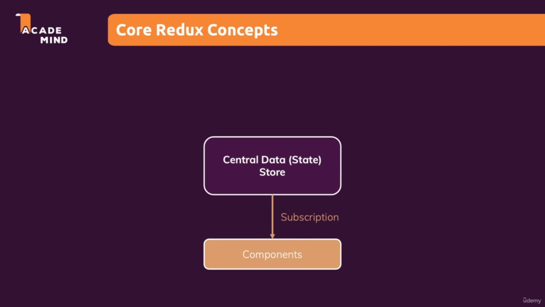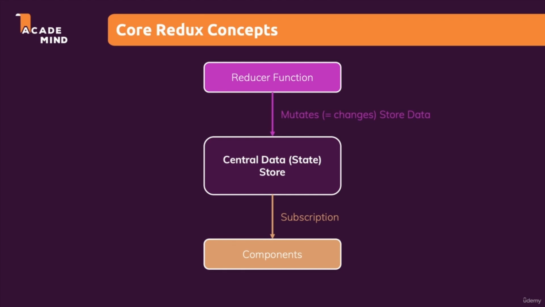So how do we change data in the store then? Here's one very important rule. Components never directly manipulate the store data. So we have that subscription, but we don't have a data flow in the other direction, at least not a direct data flow. Components don't directly manipulate that data in the store. Instead, for that, we use a concept called reducers. We have a reducer function. This reducer function, which we have to set up, this function is responsible for mutating, so for changing the store data.